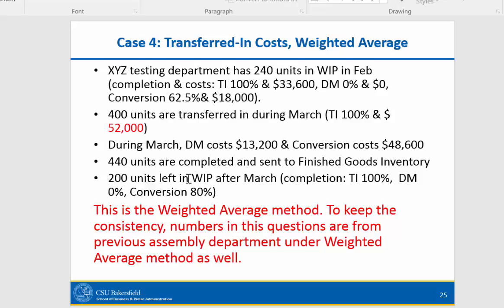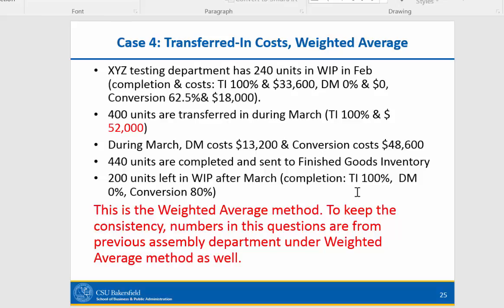Then 200 units are left in WIP after March. There's some information given for transferred-in costs, which are always 100% whenever units are left in the WIP. DM is always 0%. Conversion is 80%, and this number is based on the estimate that the managers make. Whatever estimate they make, that's the percentage we're going to take.